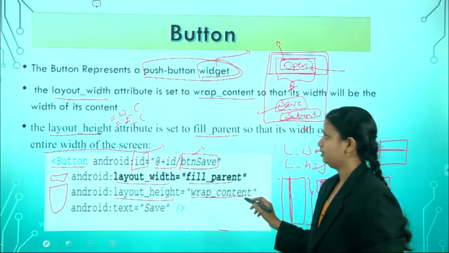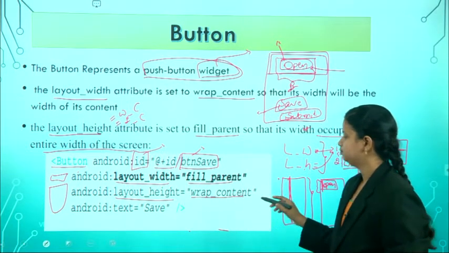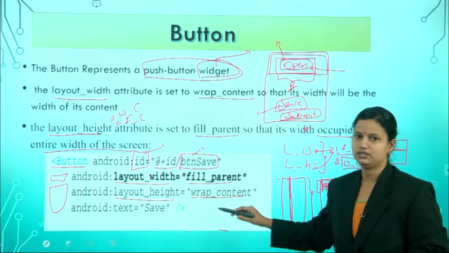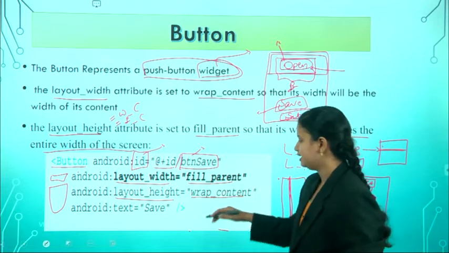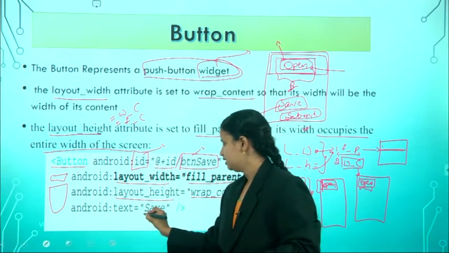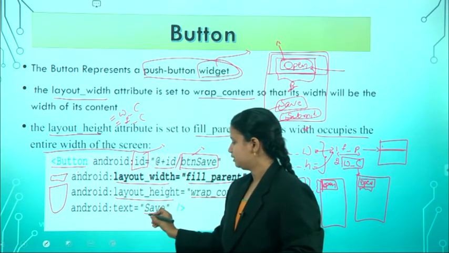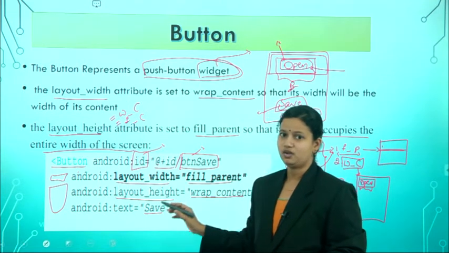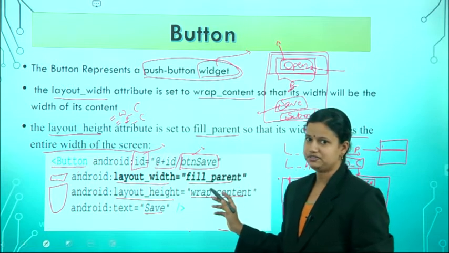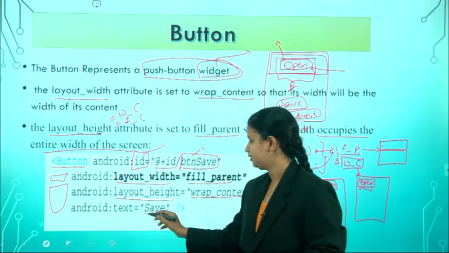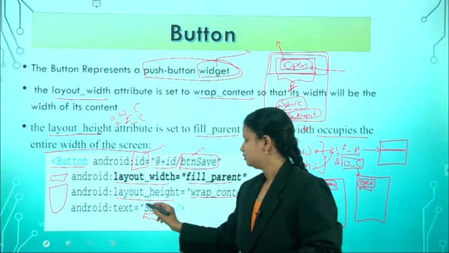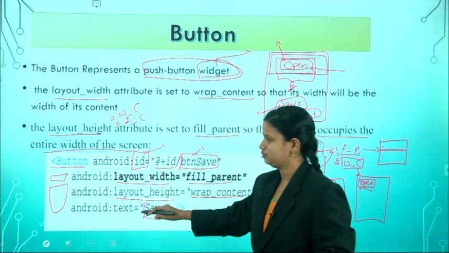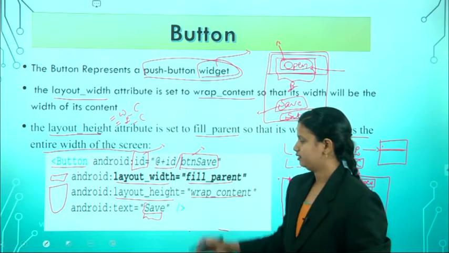So wrap content will only occupy the width of its contents. What is the content here? It is nothing but Save. So the width is only allocated to the user interface design, but the height is only allocated to this Save. So what is the Save height? That much height is to be allocated to this button.